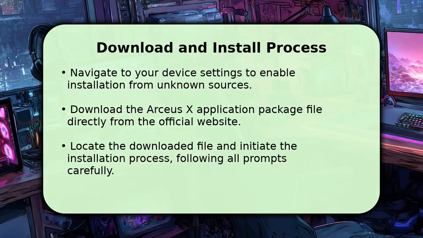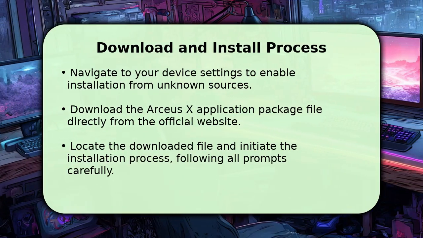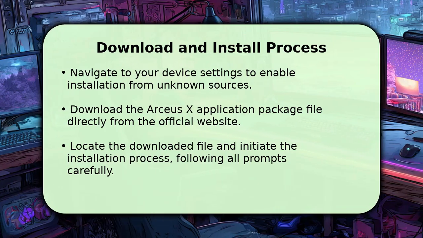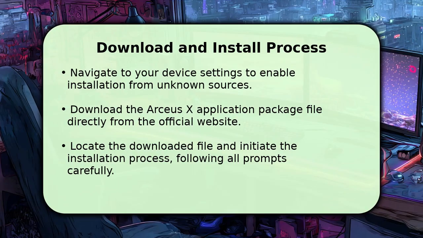Next, you need to enable installation from unknown sources on your Samsung device. Go to your device settings, then Security or Privacy, and find the Install Unknown Apps option. Allow your browser to install applications.